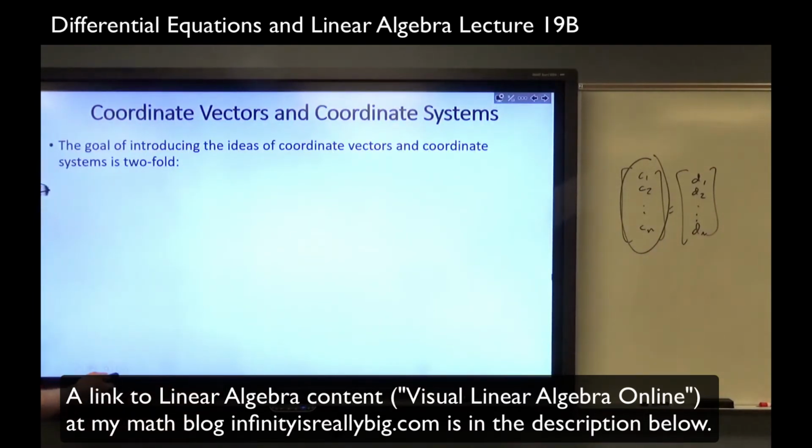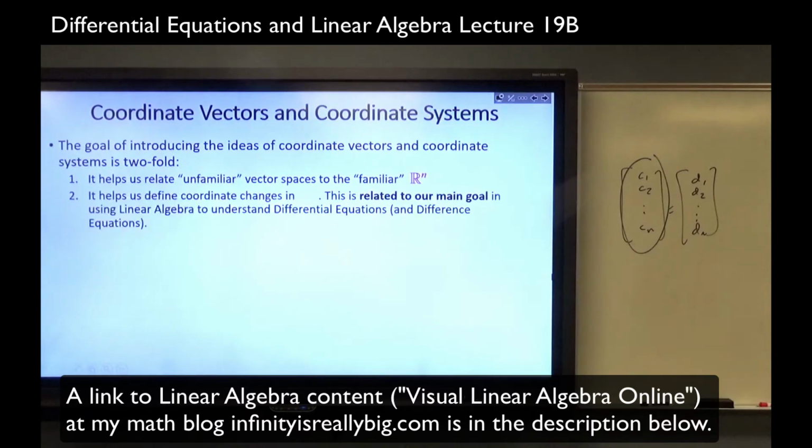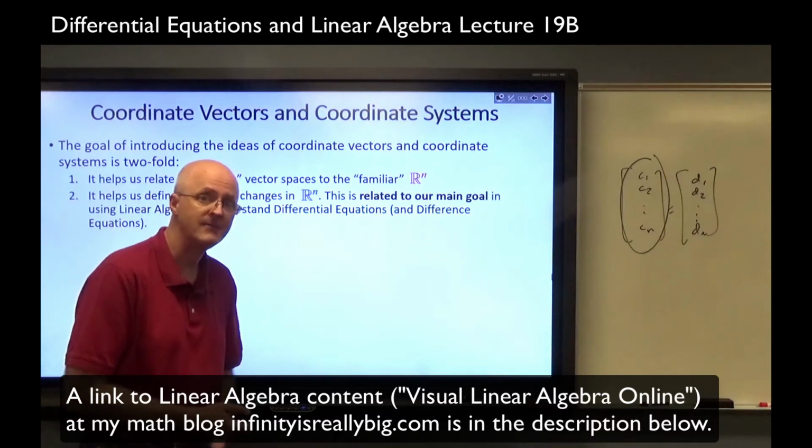This was an old one from the last lecture. The goal of introducing the idea of coordinate vectors and coordinate systems, and the coordinate mapping I could add, is twofold. It helps us relate unfamiliar vector spaces to the familiar Rn. And secondly, it helps us define coordinate changes in Rn. Maybe V is Euclidean. Maybe V is Rn.